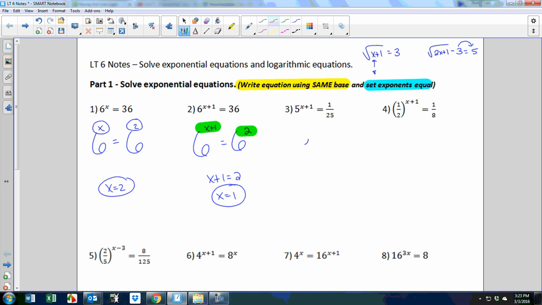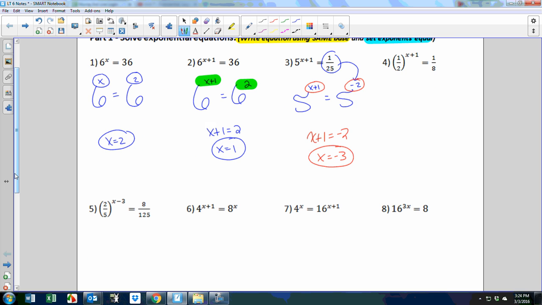Number 3, if you rewrite 1 over 25 with the base 5, which can be done, what exponent would that be? Let's see, it needs to take 5 from the top to the bottom and square it, so that would be a negative exponent. So your answer, x plus 1 equals negative 2. Subtract 1 from both sides, negative 3. I would encourage you to pause the video at this point and try 4, 5, 6, 7, 8, just to see what you can do on your own, and then start the video back and see if you got them correct. So pause it now.